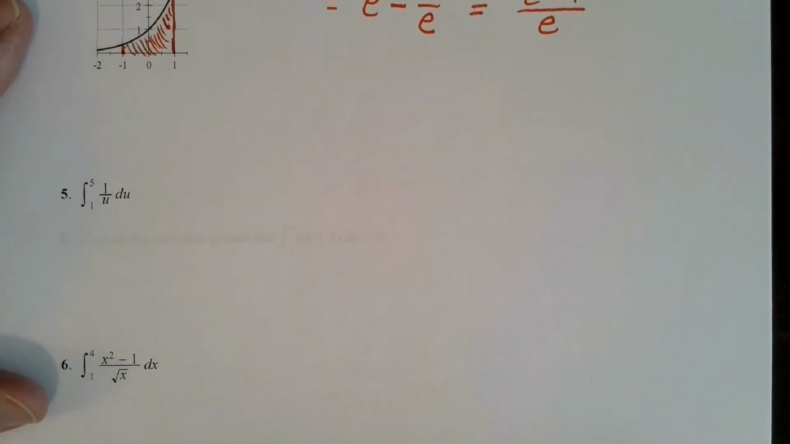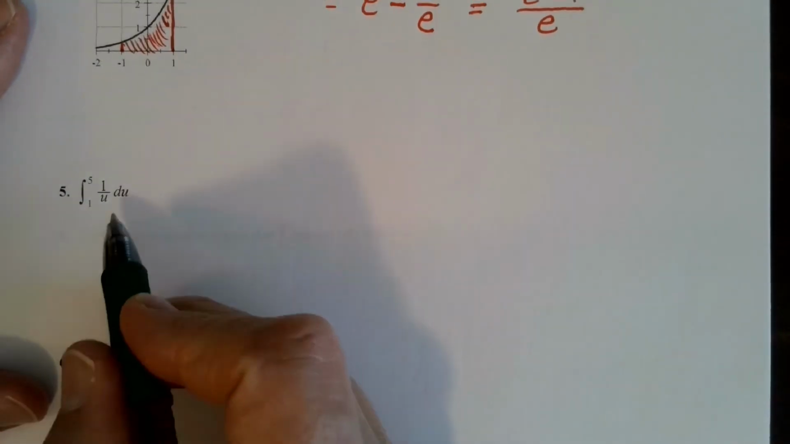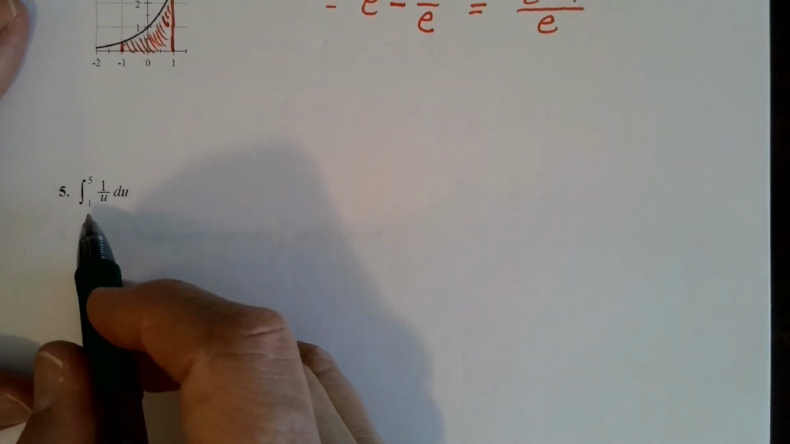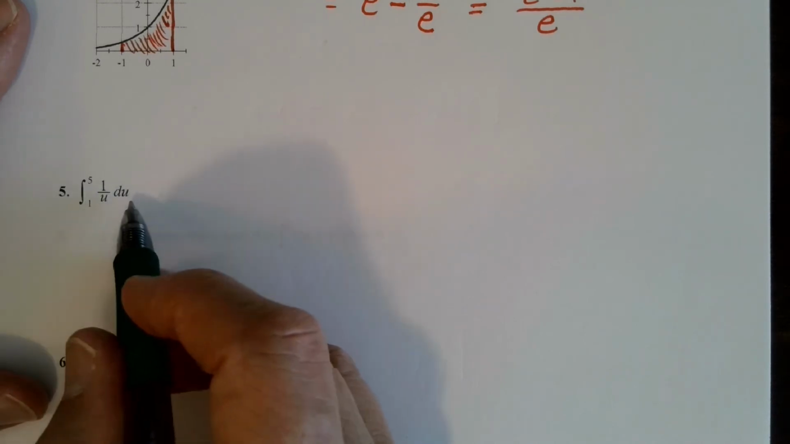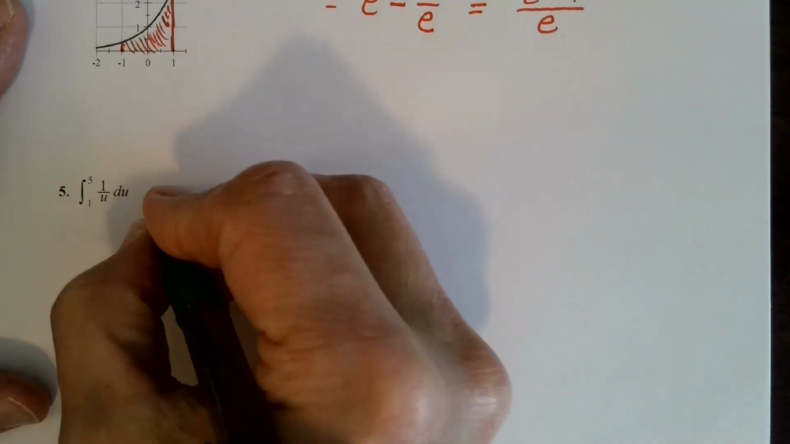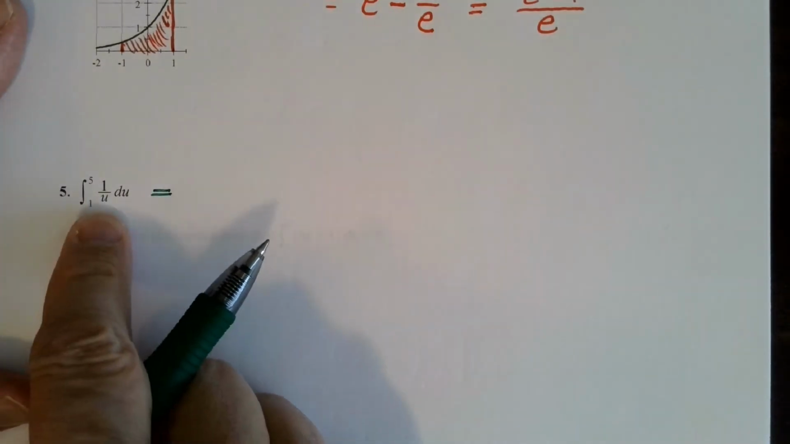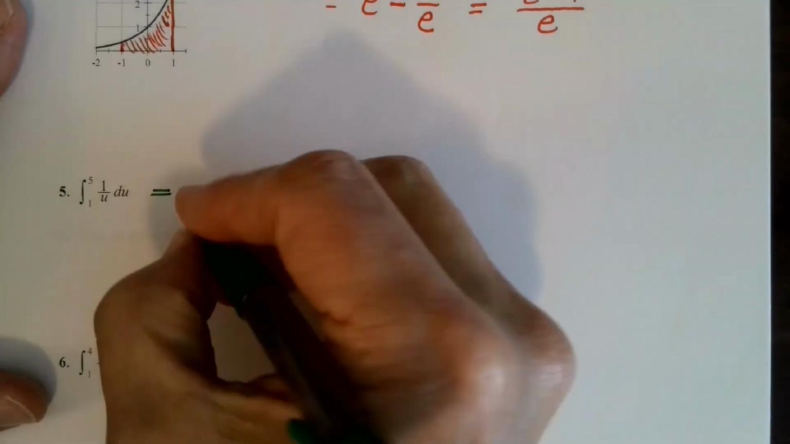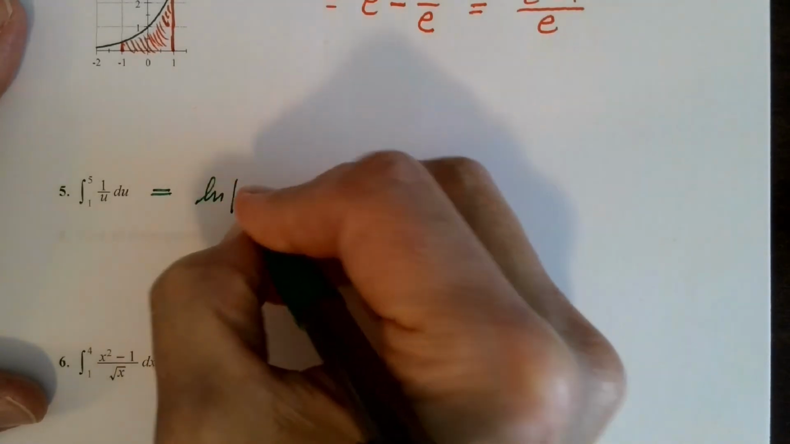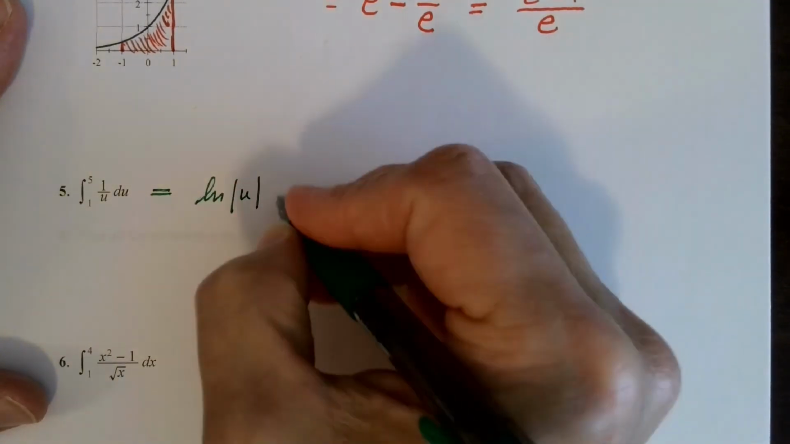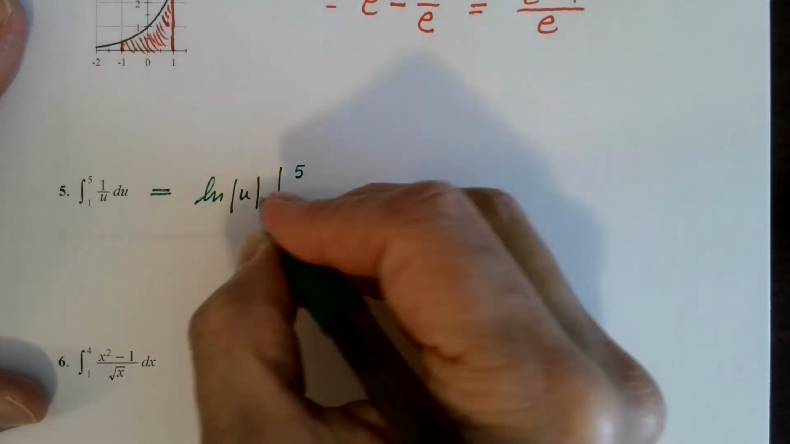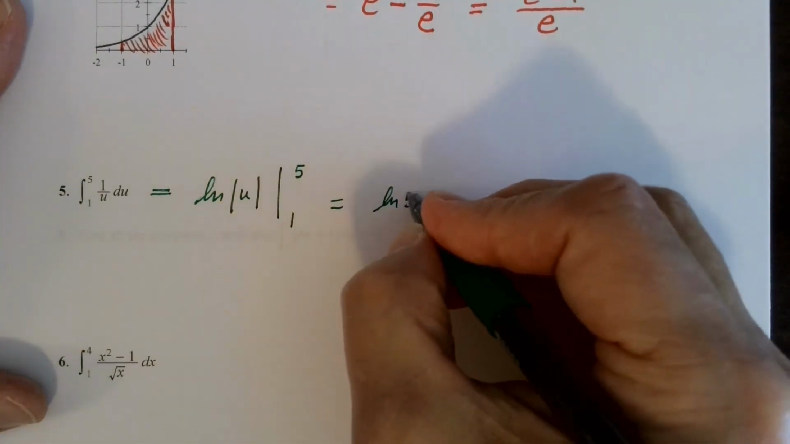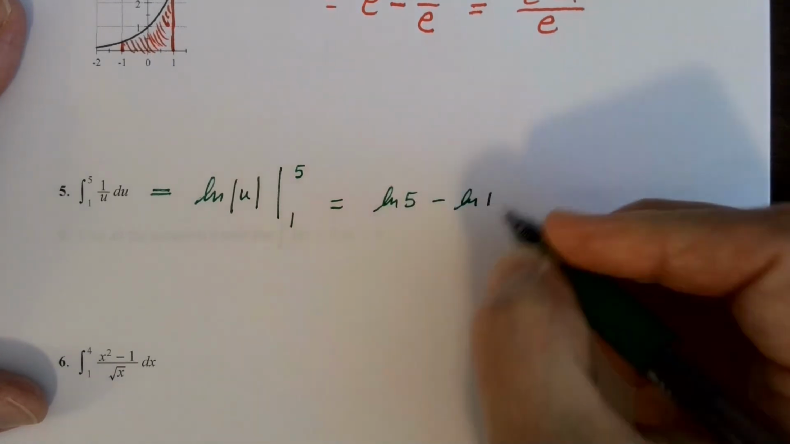What about the integral of 1 over u, the independent variable is u here, from 1 to 5? What's the definite integral from 1 to 5 of 1 over u du? Well, fundamental theorem of calculus says, what's the antiderivative of 1 over u? Natural log of absolute value of u, right? That's the antiderivative. You remember that? Right? From 5 to 1. Of course, the absolute value of 5 is 5, so this is the natural log of 5 minus the natural log of 1.